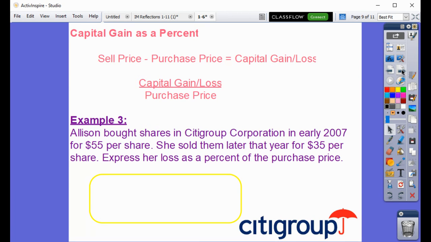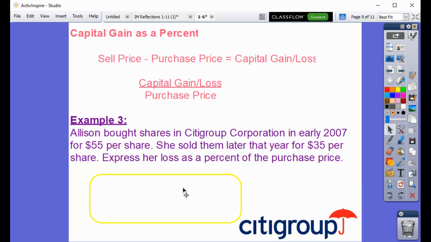Then looking at capital gain as a percent, what we're going to do is take our selling price minus the purchase price. That is our loss or our gain. And we just put that over the original price. So it is, like I've told you before, when we're looking at the differences or the gains, we're taking the amount of the loss or the amount of the gain and putting it over our original price. And then to make it a percent, you'd multiply it times 100.